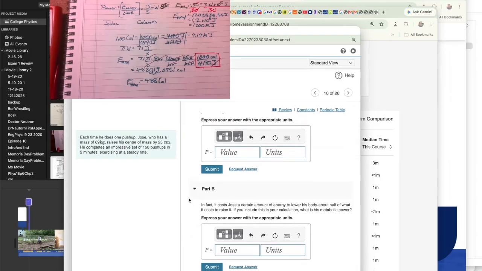All right. In fact, it costs Jose a certain amount of energy to lower his body, about half of what it costs to raise it. If you include this in your calculation, what is his metabolic power? Okay, so they are looking for power.